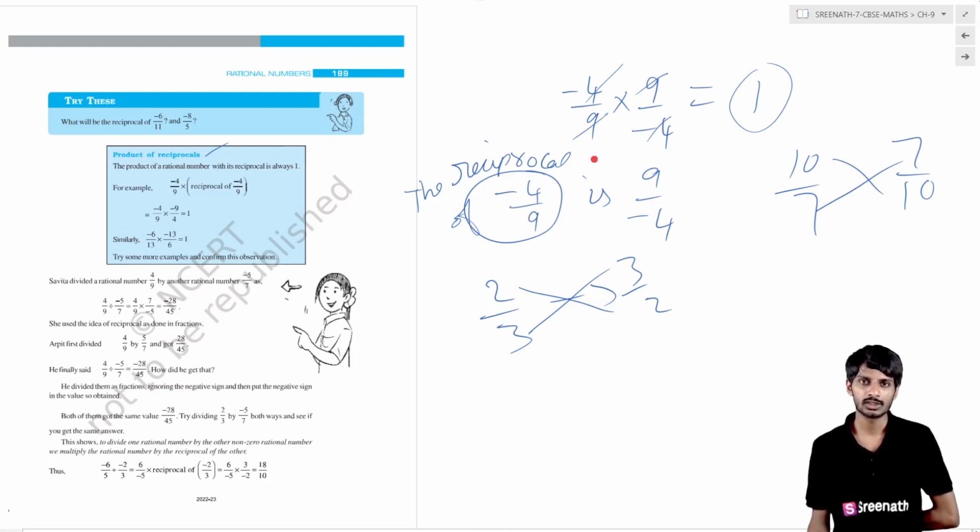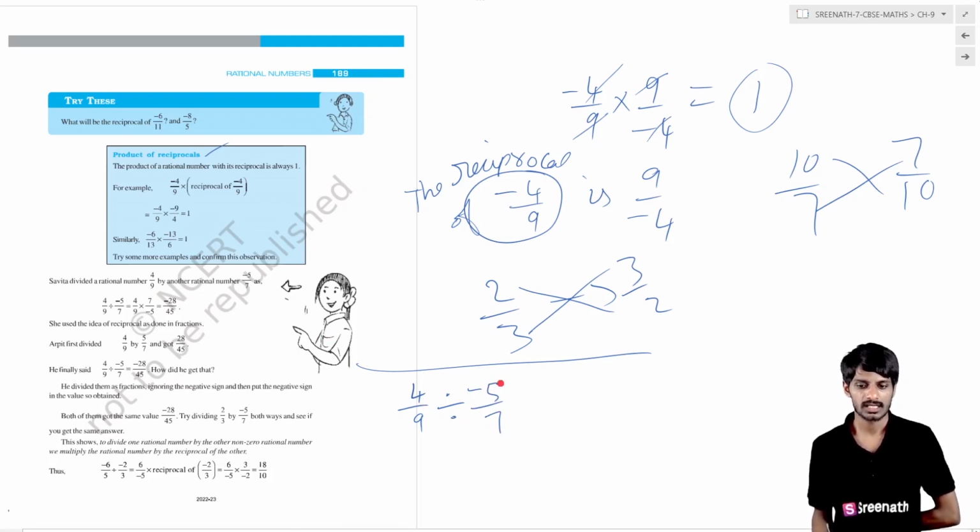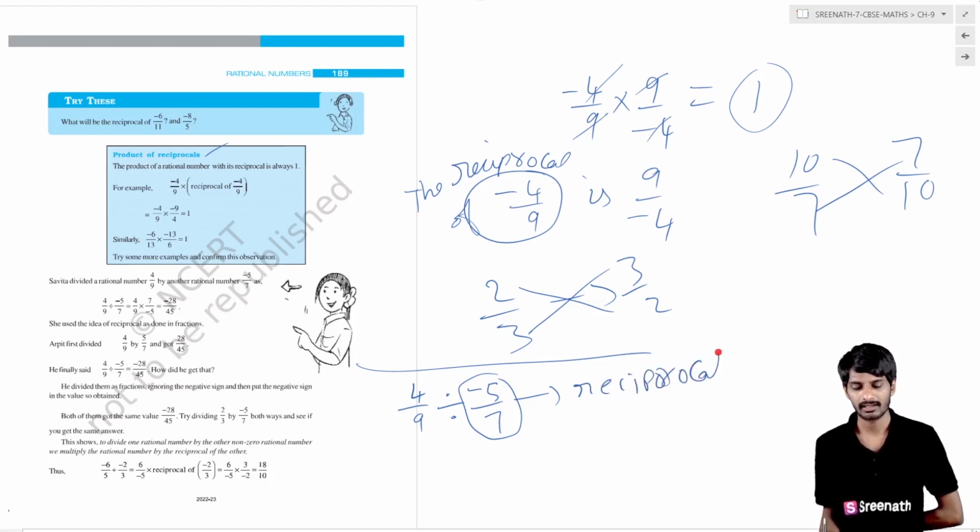So in doing the division of fractional numbers, we want reciprocals. Suppose we have to divide 4 by 9 with minus 5 by 7. What do you have to do? First, you have to find the reciprocal of the second fraction. The reciprocal of minus 5 by 7 is what? Simply interchange the numerator and denominator. That is 7 by minus 5.